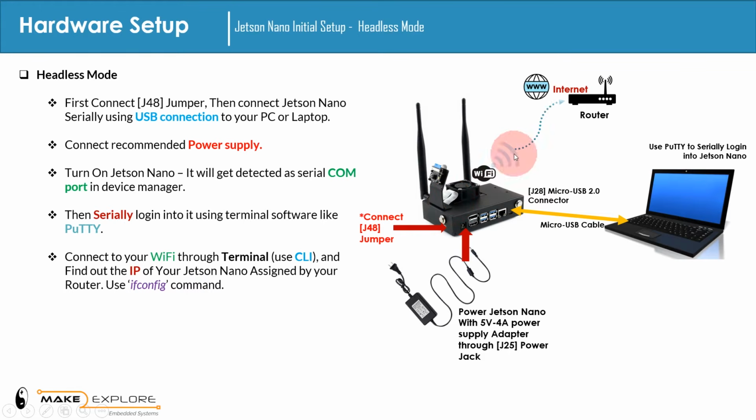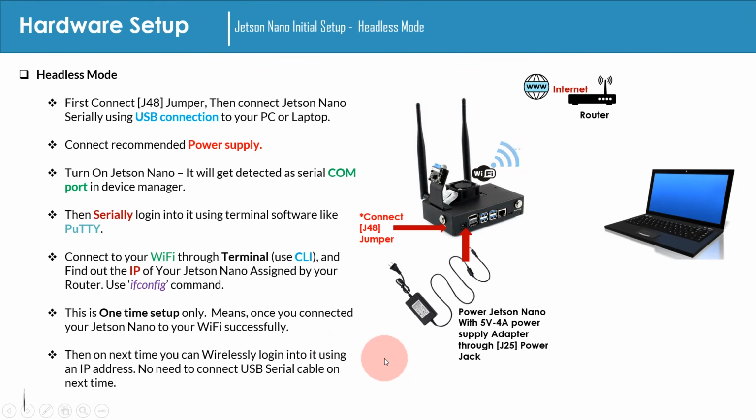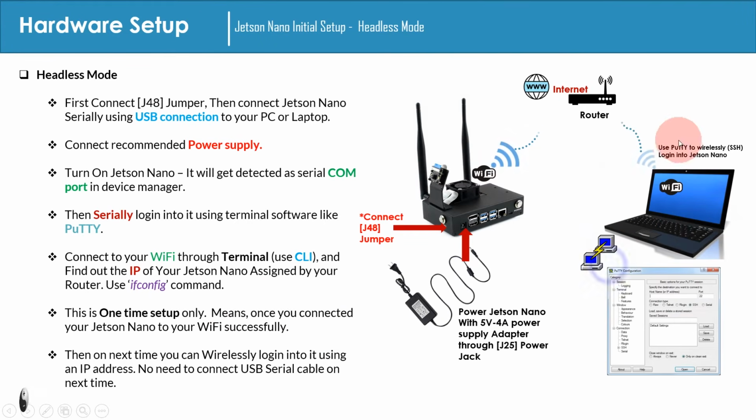Once you get your IP, then you will not need to connect this USB serial cable again on next boot. Jetson Nano will automatically connect your home network wirelessly. And you can access it through your laptop wirelessly by using softwares like PuTTY. So, this was all about headless mode of configuration.